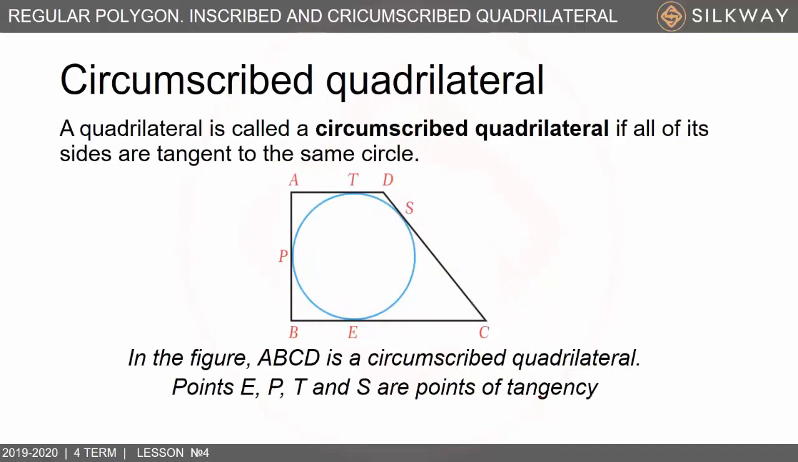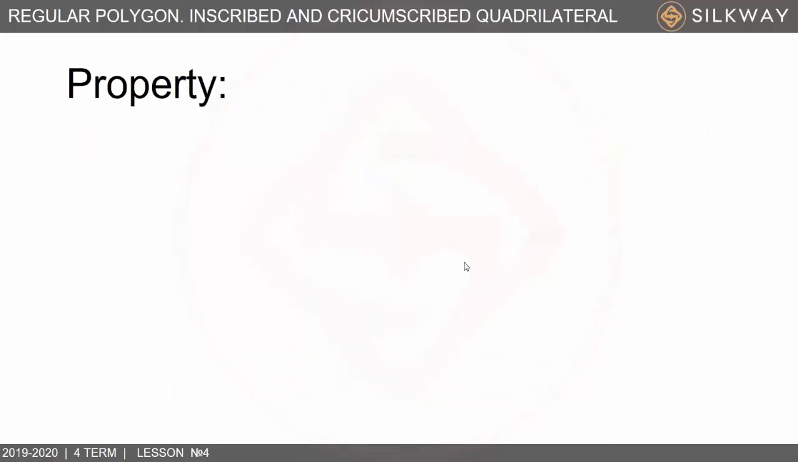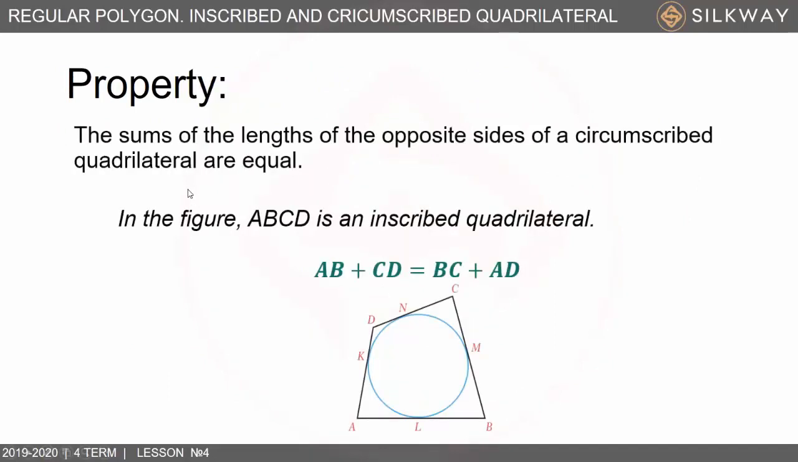Circumscribed quadrilateral. A quadrilateral is called a circumscribed quadrilateral if all of its sides are tangent to the same circle. In the figure, ABCD is the circumscribed quadrilateral. Points E, P, T, and S are points of tangency. Okay, property. The sums of the lengths of the opposite sides of a circumscribed quadrilateral are equal. In the figure, AB plus CD will be equal to BC plus AD.